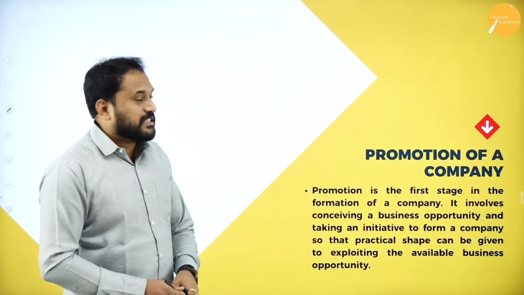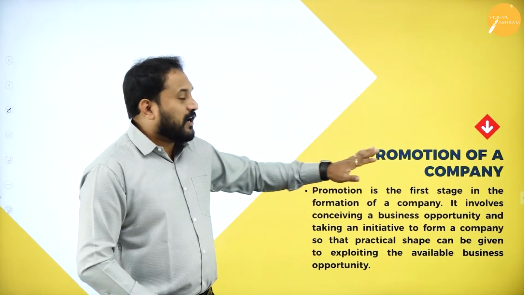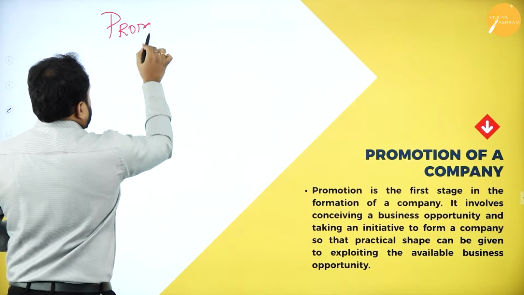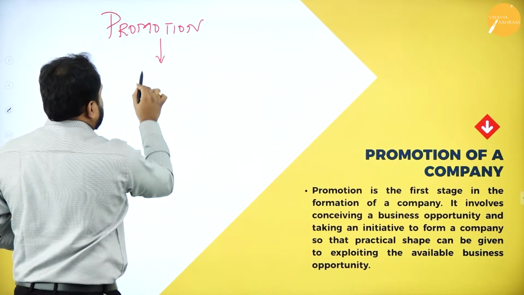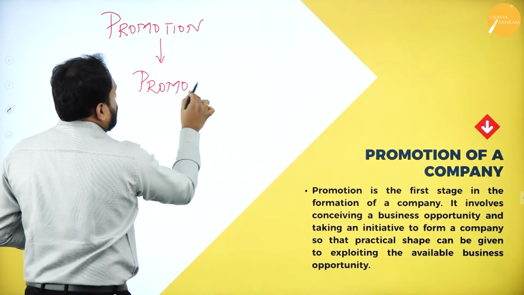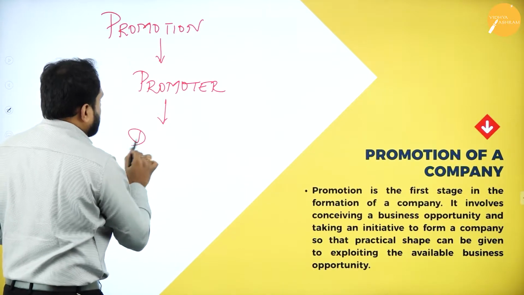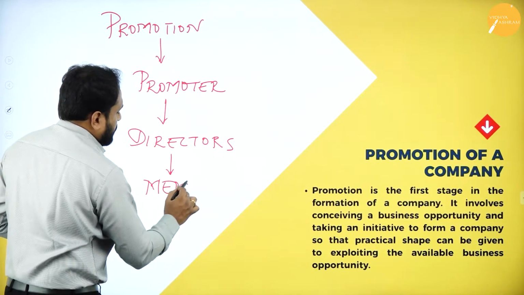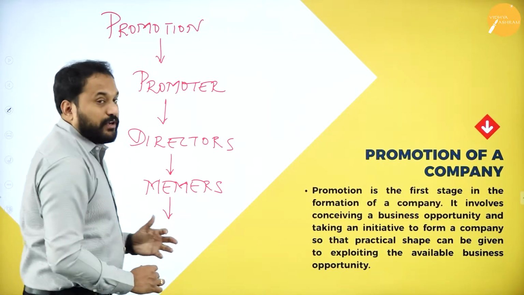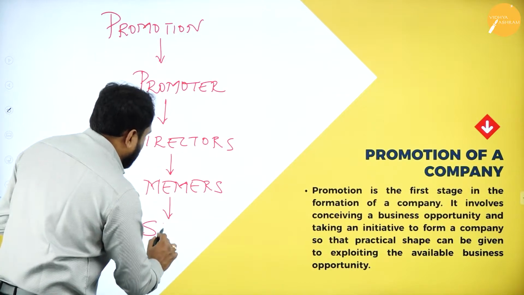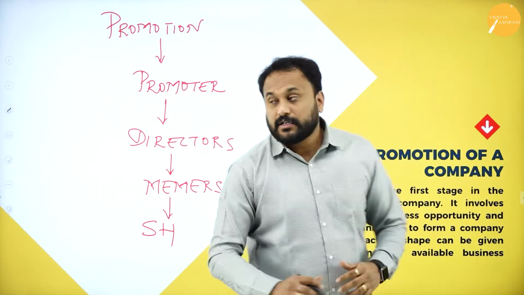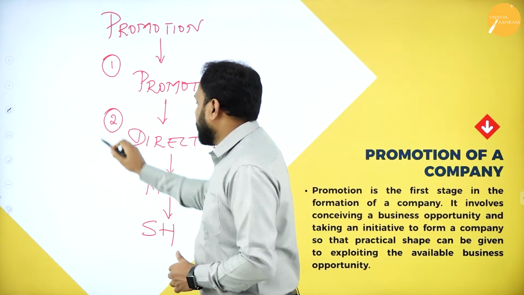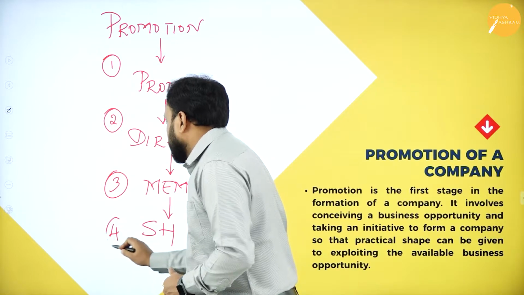So here we'll go one by one and check what exactly the first one was, the promotion. Promotion of a company. Now please understand this chart very easily. Now here promotion, in the sense, we will first meet a person called the promoter, and then we will go with directors, then we'll go with members, and then we'll go with the shareholders. So these are the criteria. Now SH means shareholders. The first one is the promotion. Here we have the first person called the promoter, second the director, thirdly the member, and lastly the shareholder.